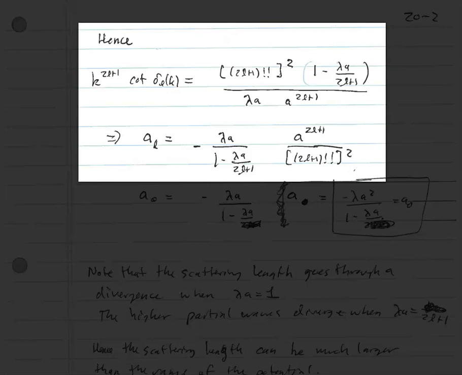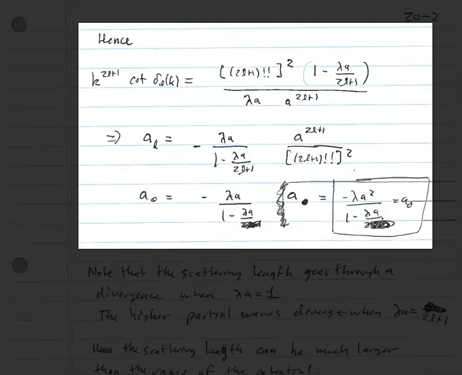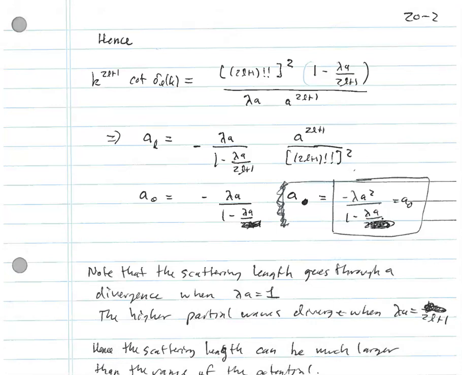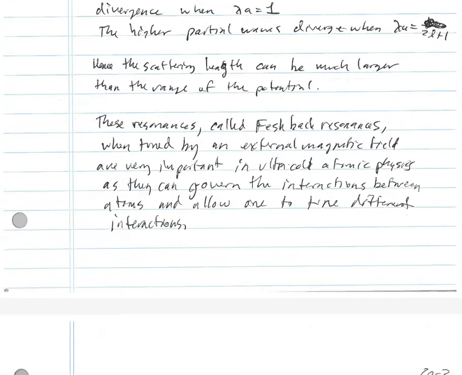We're going to now look at L equals 0 because that's the situation where we have defined what is called the scattering length. And what we find is a_0 is equal to minus λa over (1 minus λa) times a, or it's equal to minus (λa)² over (1 minus λa). Now, you note that as we go through λa equals 1, this scattering length is going to have a divergence. Furthermore, the higher partial waves are going to diverge when λa is equal to 2L+1. This means that the scattering length can become much larger than the range of the potential when we're close to these critical values of the scattering.